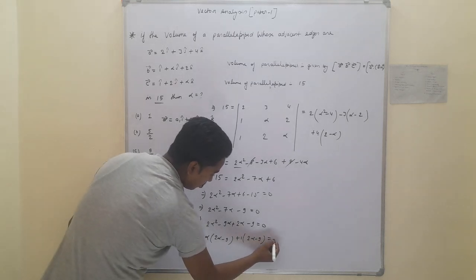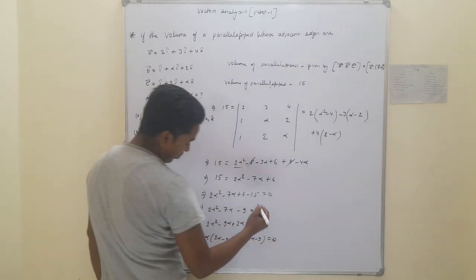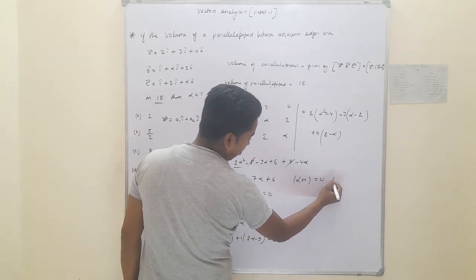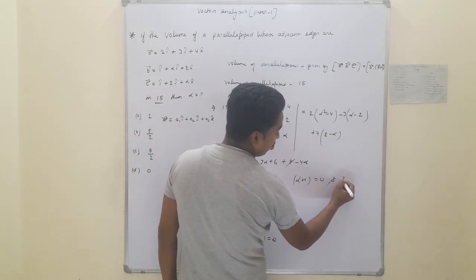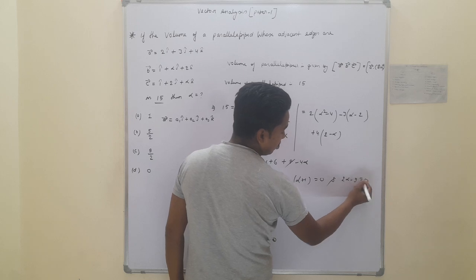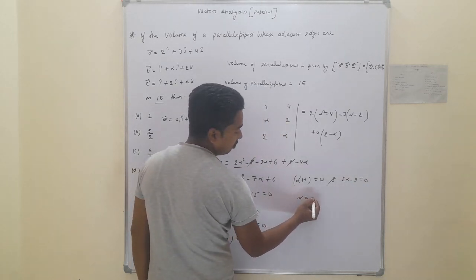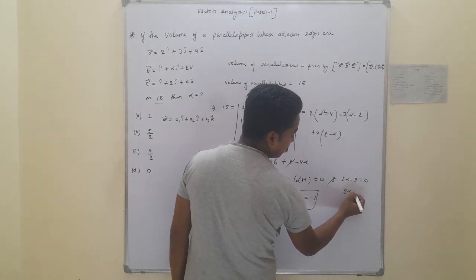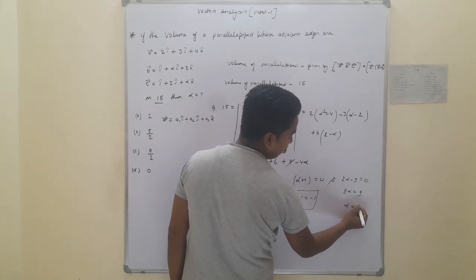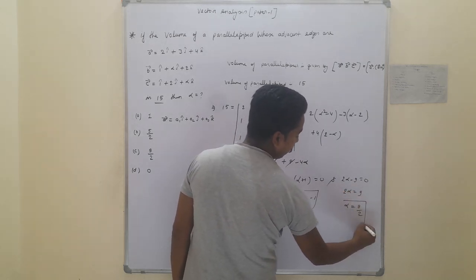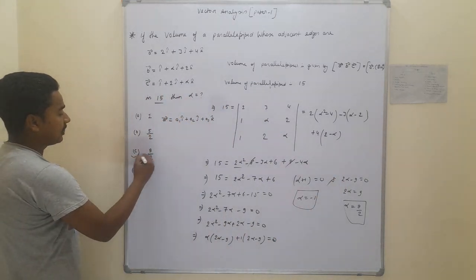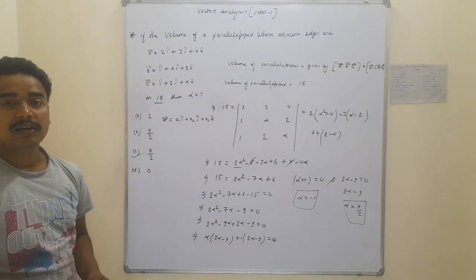From here we get alpha plus 1 is equal to 0, and 2 alpha minus 9 is equal to 0. We get alpha is equal to minus 1 as the first value, and the second value is 2 alpha equal to 9, so alpha is equal to 9 by 2. From the options, alpha is equal to 9 by 2, so option C is the correct answer. Thank you class, and thank you for watching.